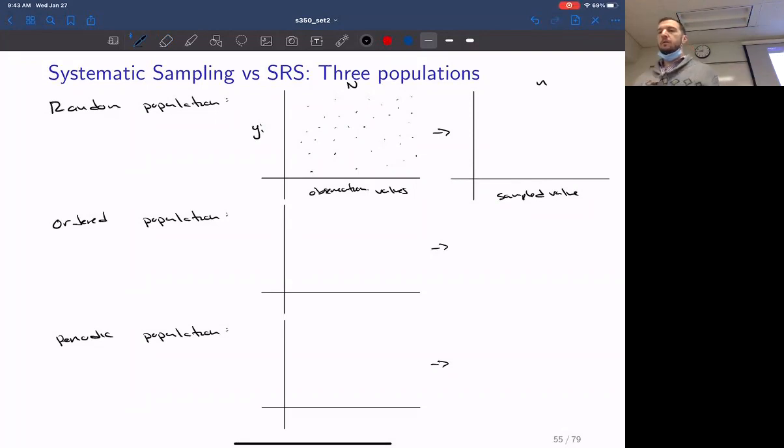Okay, so now suppose that you select a 1 in k systematic sample from this. You let k be 5, and so you take every 5th observation. When you pop it out, you should have something that looks like this.